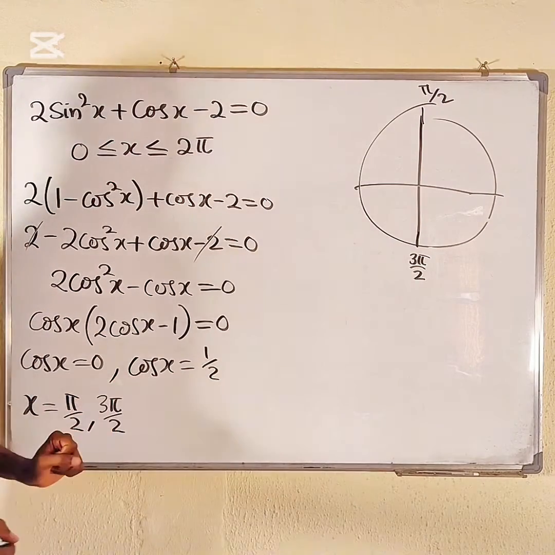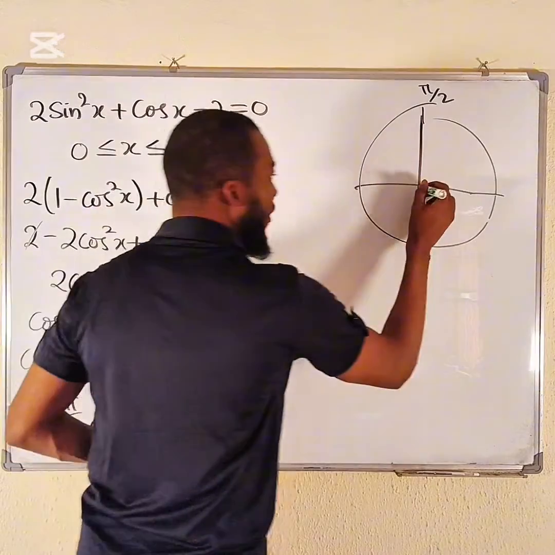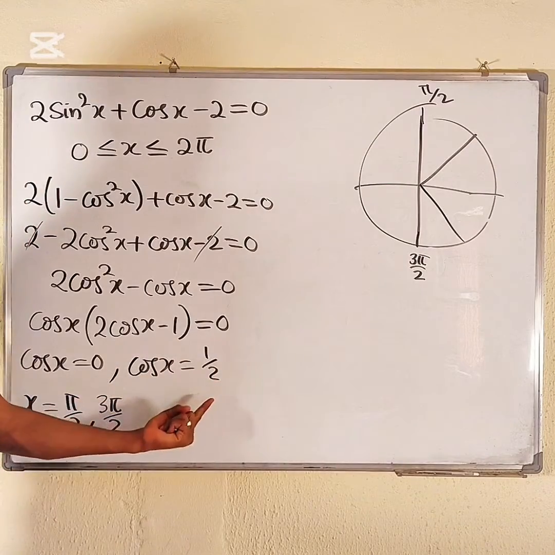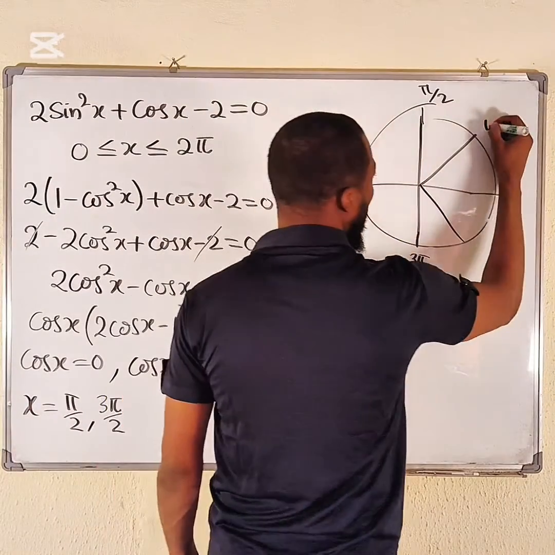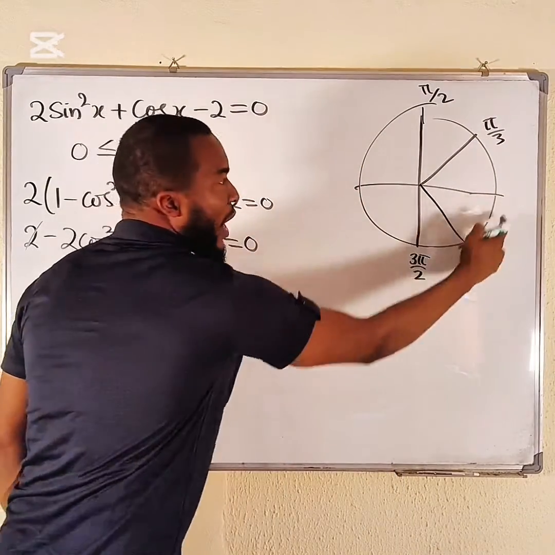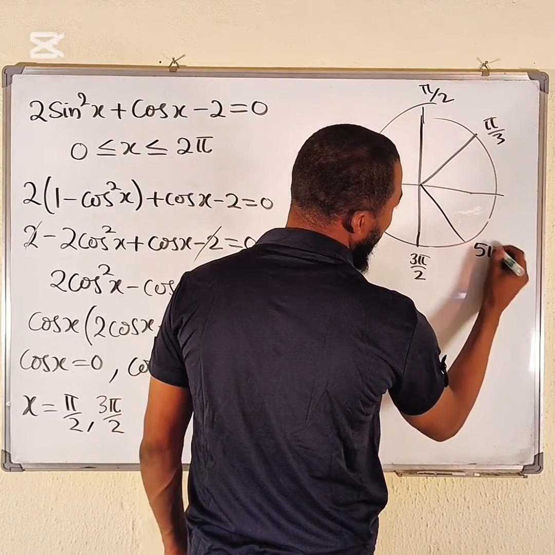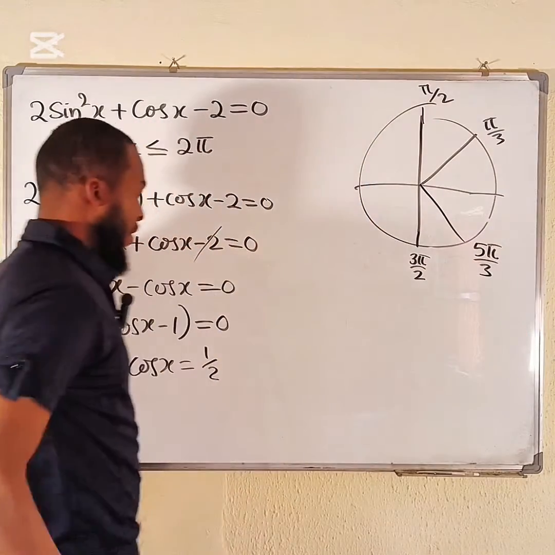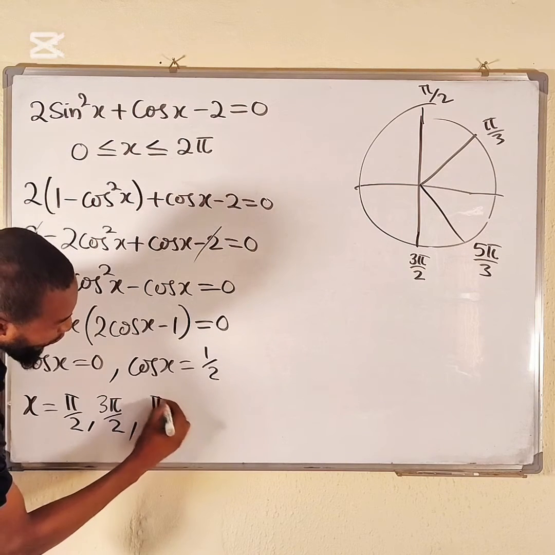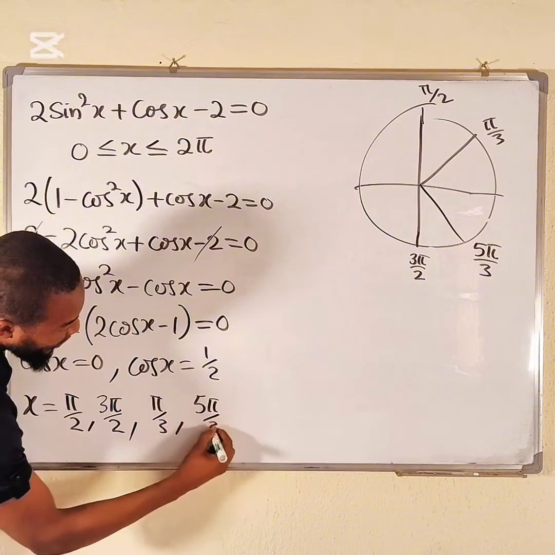Then coming to this one, you can see it is positive, so it is either in this quadrant or this quadrant. Cosine inverse of 1 over 2 will give us 60 degrees or pi over 3. But in here, it will be 2 pi less pi over 3, which is going to give us 5 pi over 3. So we have another solution, pi over 3 and 5 pi over 3.